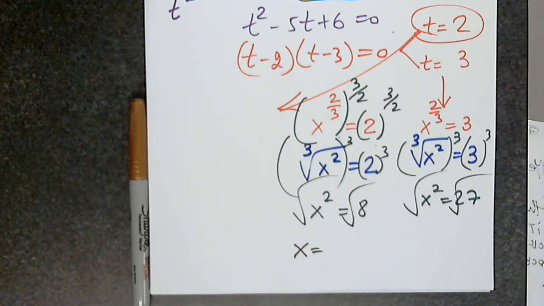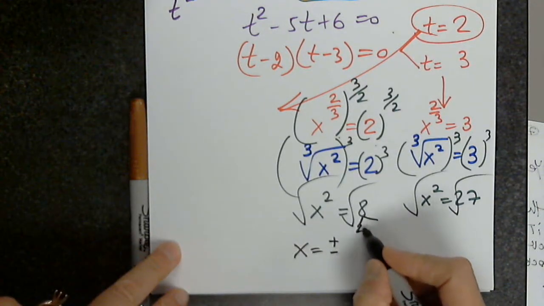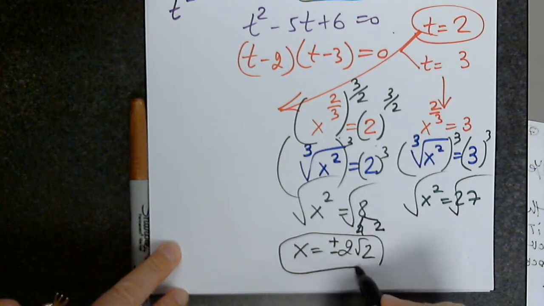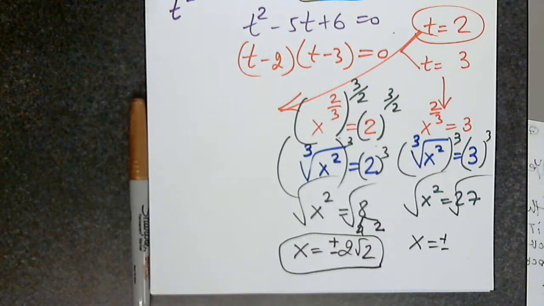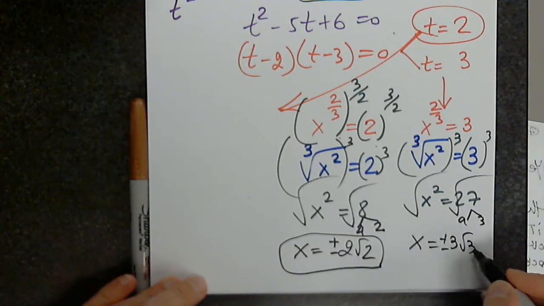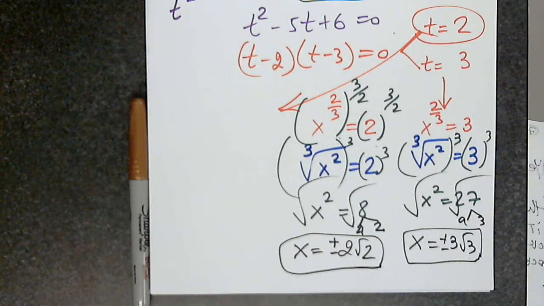How many solutions will we get? 2 solutions. So plus or minus. Remember, this is 4 times 2. So this is 2 the square root of 2. And this is x equals plus or minus, and this is 9 times 3. So it's 3 the square root of 3. Any questions?